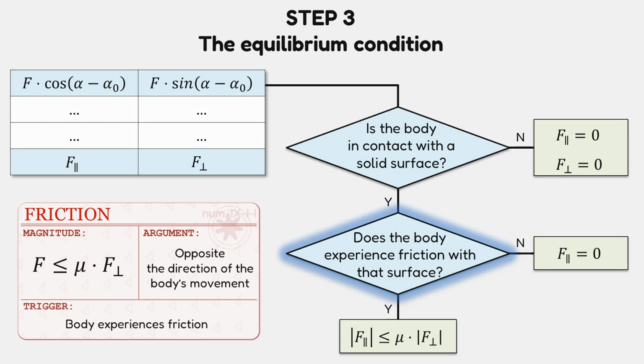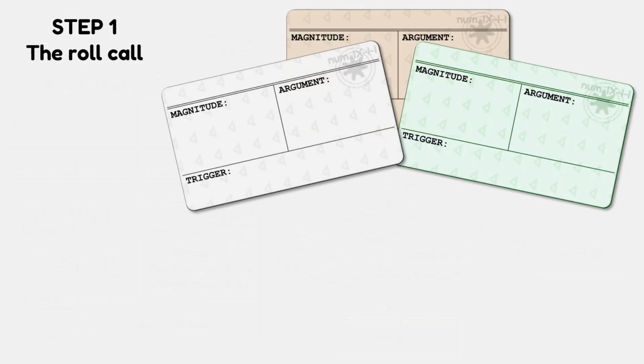Summing up the procedure, we have: Step 1. Identify the magnitude F and the argument alpha of each involved force, plus the inclination alpha 0 of the contact surface if present.